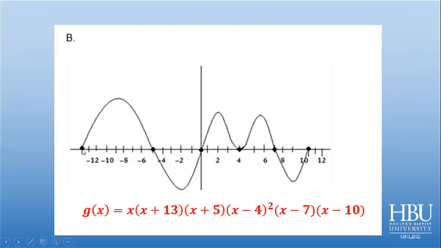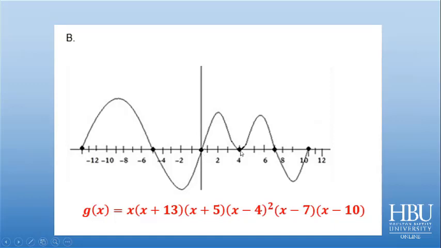The x-intercept of -13 should lead me to a factor of x minus -13 or x plus 13. It's crossing the x-axis there, so it's odd multiplicity. The x-intercept of -5 leads to a factor of x minus -5 or x plus 5, again with odd multiplicity. The x-intercept of 0 gives rise to a factor x minus 0 or just x. And again, it's crossing the x-axis there.